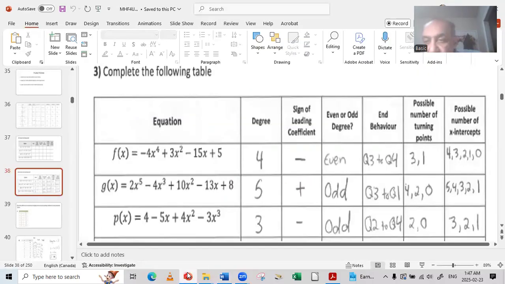Okay. Possible number of intercepts takes the same degree. So I have here as an example 4, then 4, 3, 2, 1, 0. This is the number of intercepts.